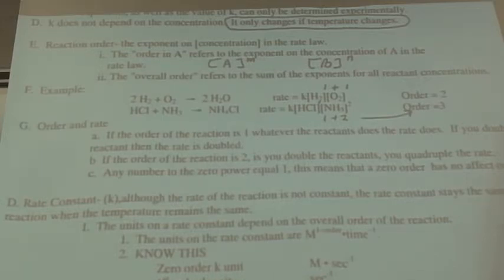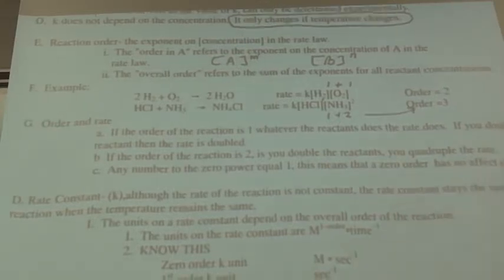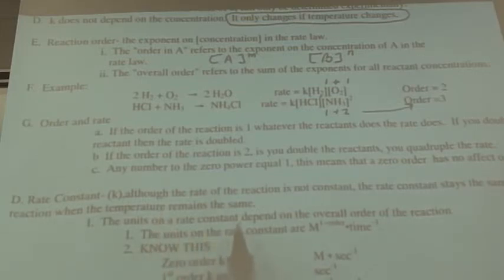K has units to it. These units will tell you the overall order of the reaction that it's associated with. The unit of K can tell you what the overall order of the reaction is. I need you to be able to decipher this code. The code breaker for this is right here. The units on the rate law constant follow this. I'll explain it in just a second in more depth.